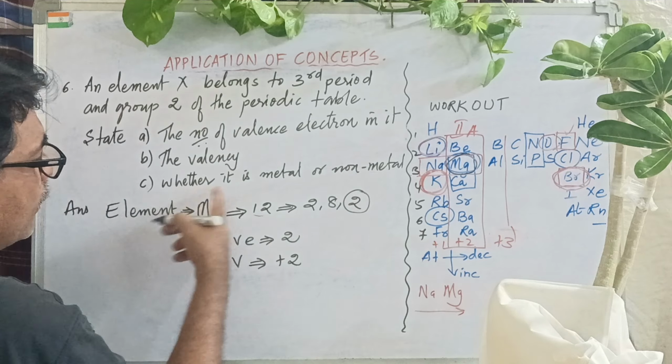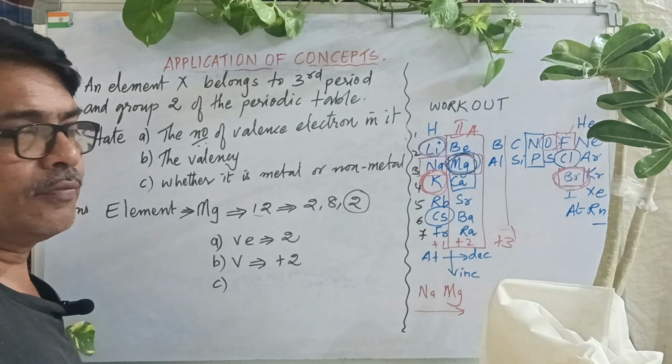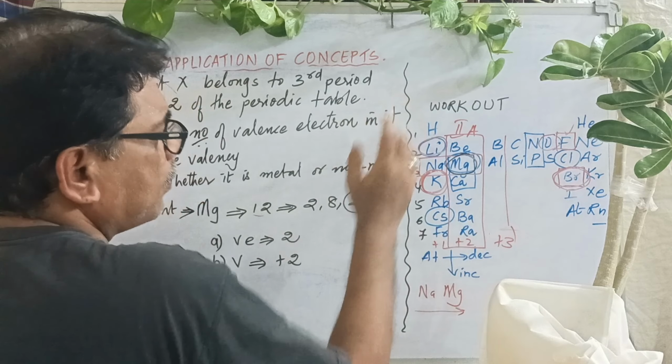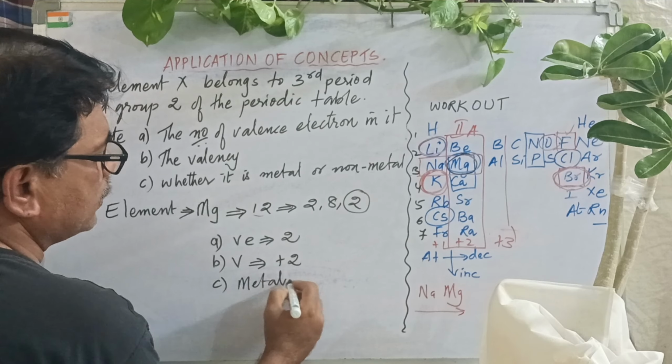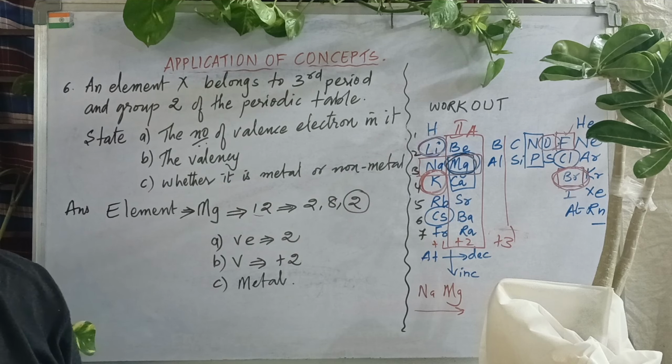Now see whether it is a metal or non-metal. I told you in the previous videos also, most elements present on the left side are metals. So this is a metal. So we finished the answer for question number 6. Next.